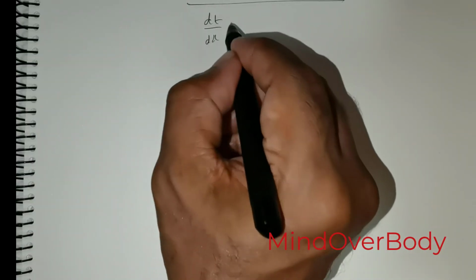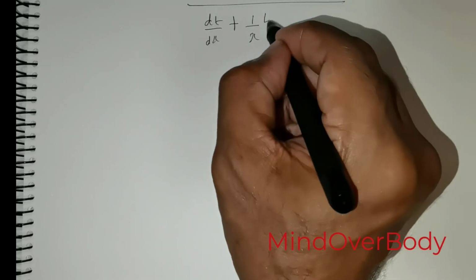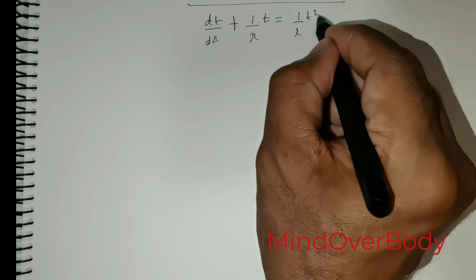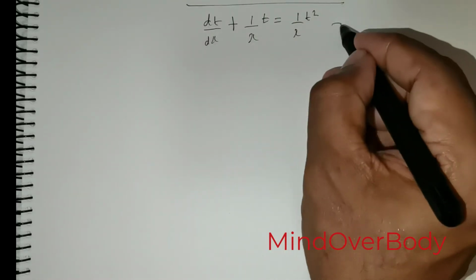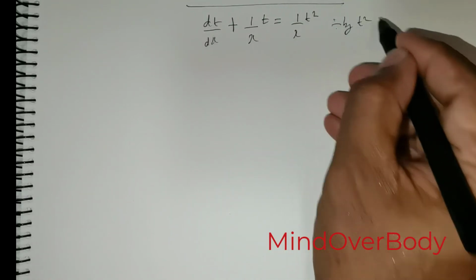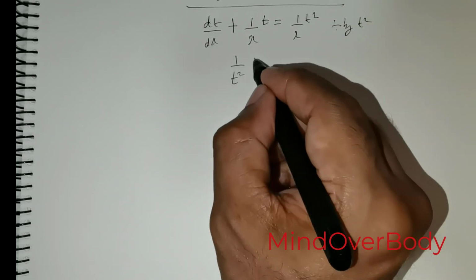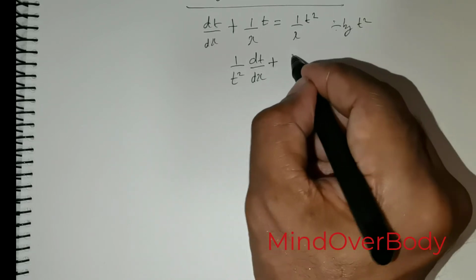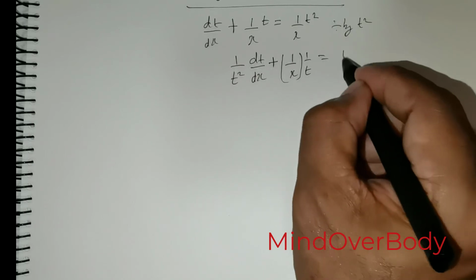dt over dx plus 1 over x times t is equal to 1 over x times t squared. Now I will divide both sides by t squared. This gives me 1 over t squared times dt over dx plus 1 over x times 1 over t is equal to 1 over x.